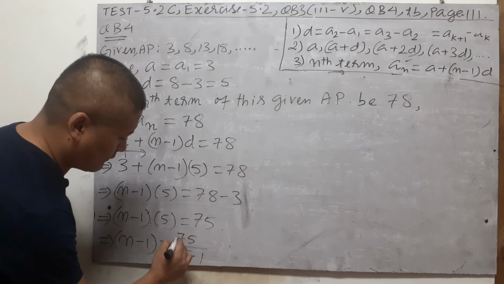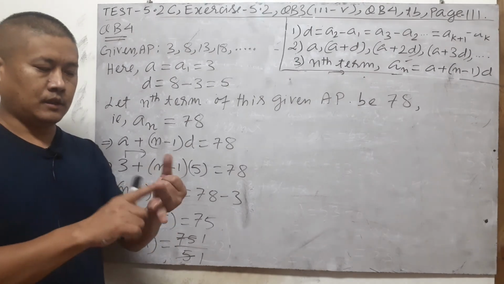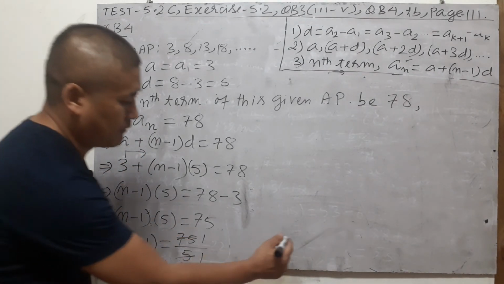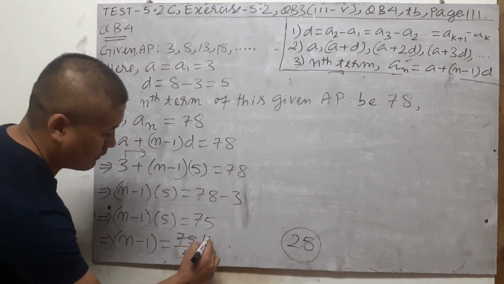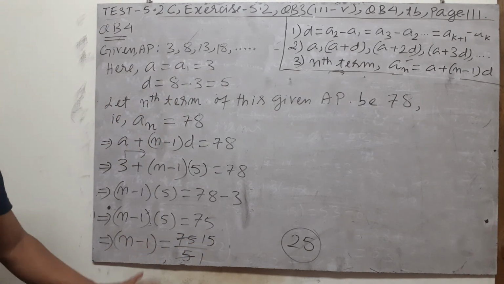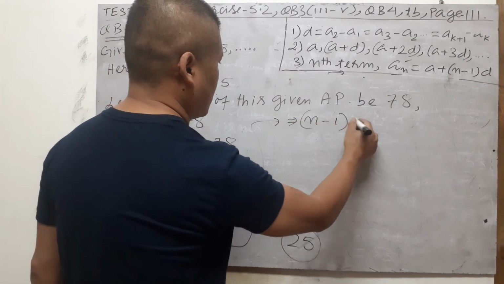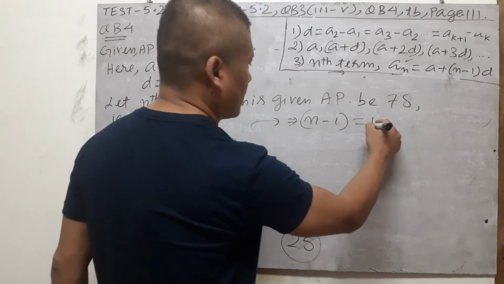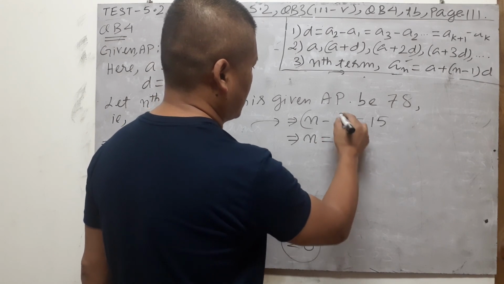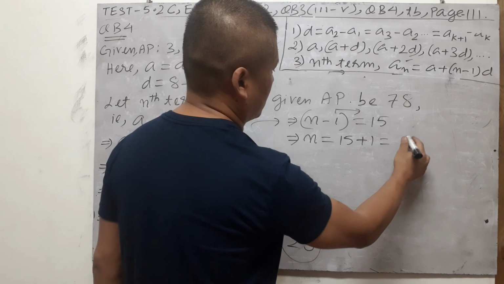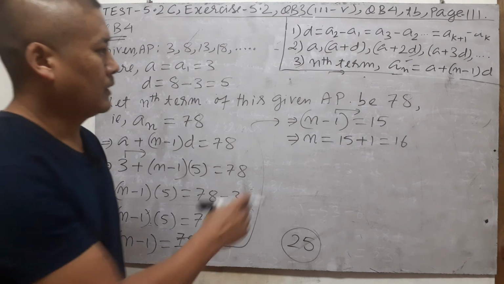So 5 ones are 5 and 5 ones are 5. Then 7 is there, means 5. 6, 7, 2 remain there, that 2 will go to the left side of 5. If 2 goes to the left side of 5, it becomes 25. So here 25, then 5 5s are 25. So we're getting here, that implies N minus 1 is equal to 15 by 1 means 15. So N is 15 here, shift this minus 1 to the right side, plus 1, 16. N is 16 means the 16th term has 78.